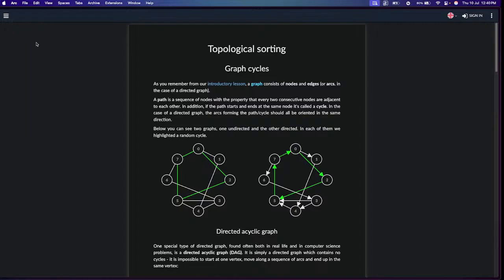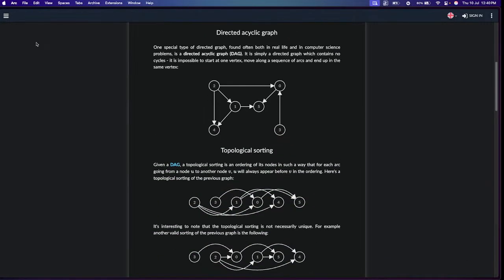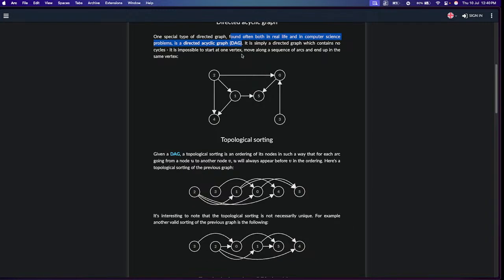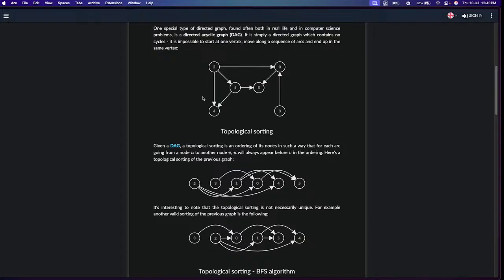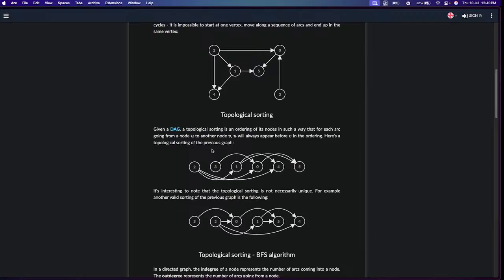I think moving forward, so there is DAG, directed acyclic graph, often found both in real life and computer science problems, called DAG. Well, it's just saying that you start from one vertex and you can never end up there. That's what DAG is. It's like an acyclic graph. There's no chance of having a cycle. So given topological sorting, right? The main essential part of topological sorting is DAG. Without that, there would be no topological sorting.